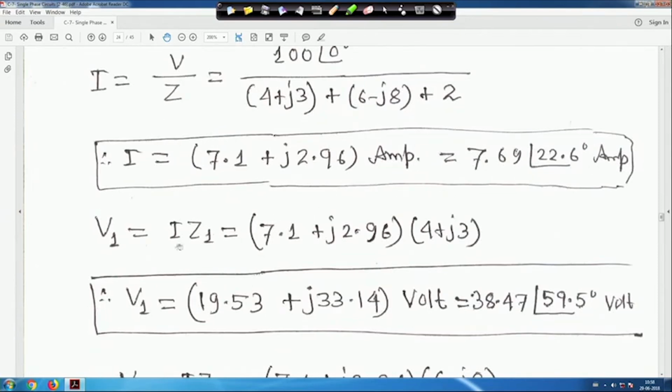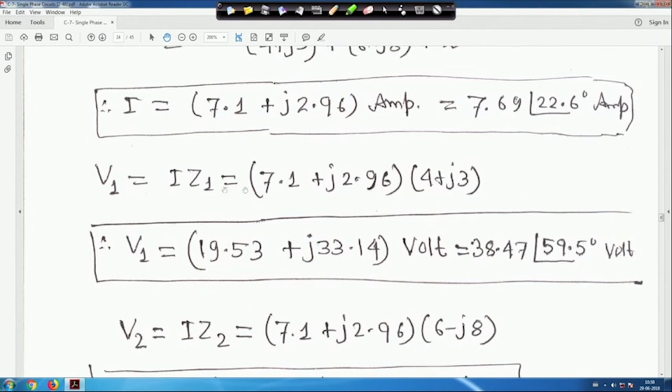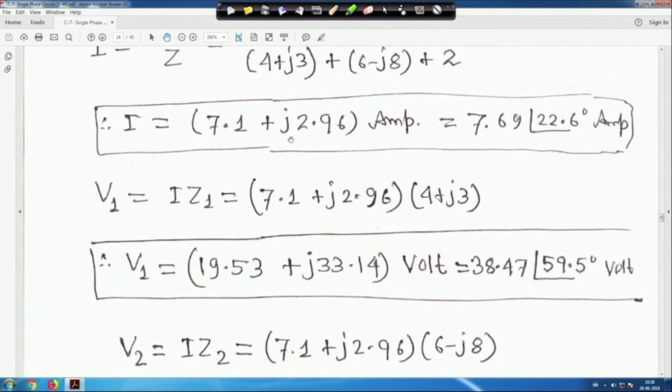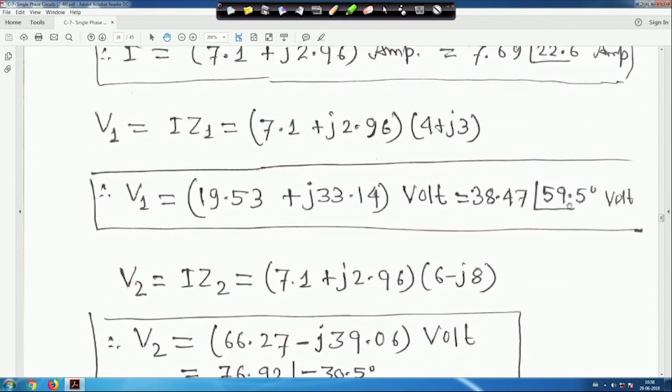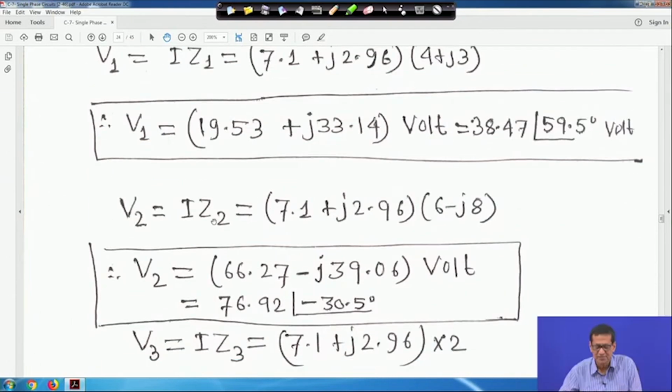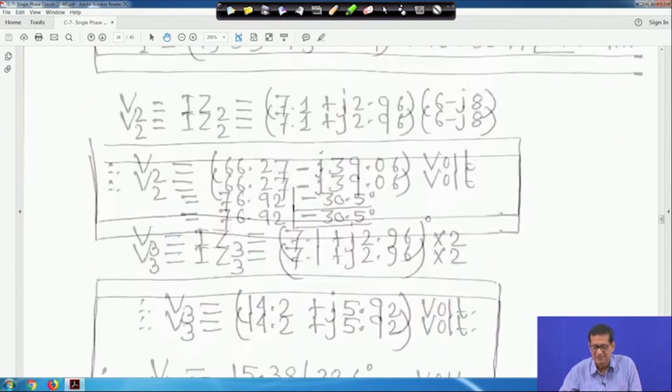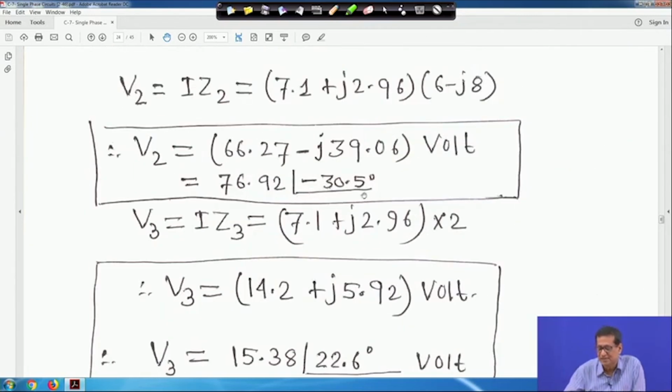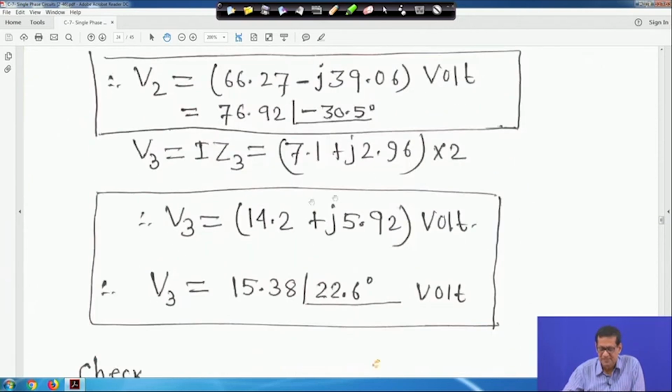Similarly, V1 will be I into Z1. You know I, you multiply by Z1, 4 plus j3, you will get 38.47 angle 59.5 degree. Similarly, V2 is equal to I times Z2, Z2 is 6 minus j8, multiply and simplify, you will get 76.92 angle minus 30.5 degree. Similarly, V3 is equal to I into Z3, which is R only, R is equal to 2 ohm. So, it will be 15.38 angle 22.6 degree volt, right.